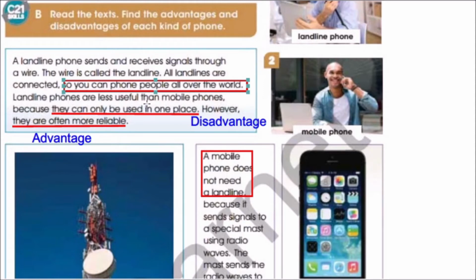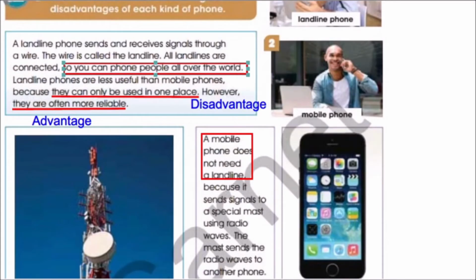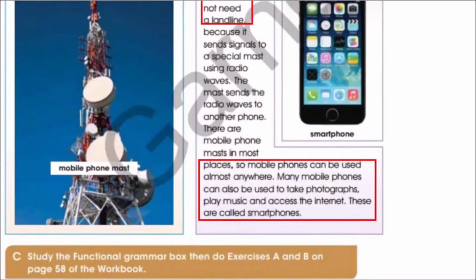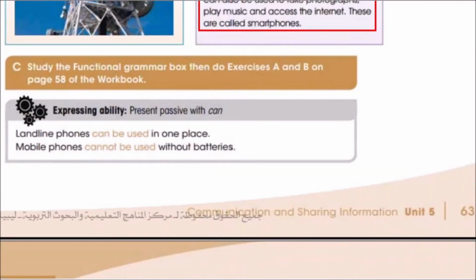But one of the disadvantages, it can only be used in one place. It can only be used in one place because it's a line. So it can be used in one place. Now, you understand the idea of having advantages and disadvantages for both of them. Very good. Now, let's move on to question C.